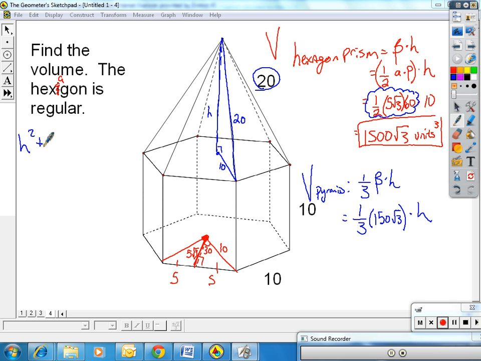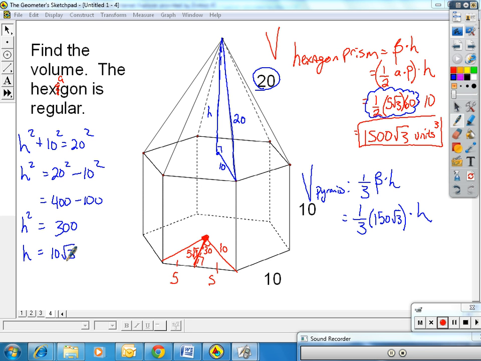Height squared plus 10 squared equals 20 squared. Height squared equals 20 squared minus 10 squared equals 400 minus 100 equals 300. h squared equals 300. So when I square root that, I've got 100 times 3, or 10 root 3. Okay. 10 root 3 is my height.